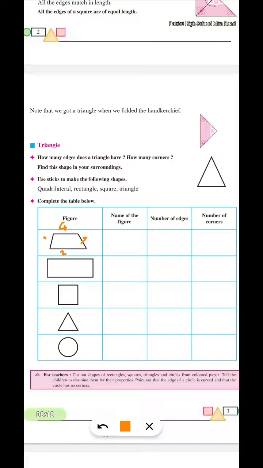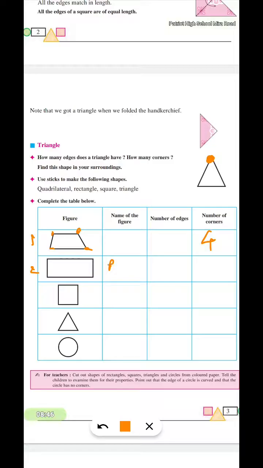So corners, how many corners does a quadrilateral have? Like this is the corner. In the triangle, this is the corner. So how many corners does it have? 1, 2, 3 and 4. 4 corners. Now this is the first quadrilateral. Second is a rectangle.